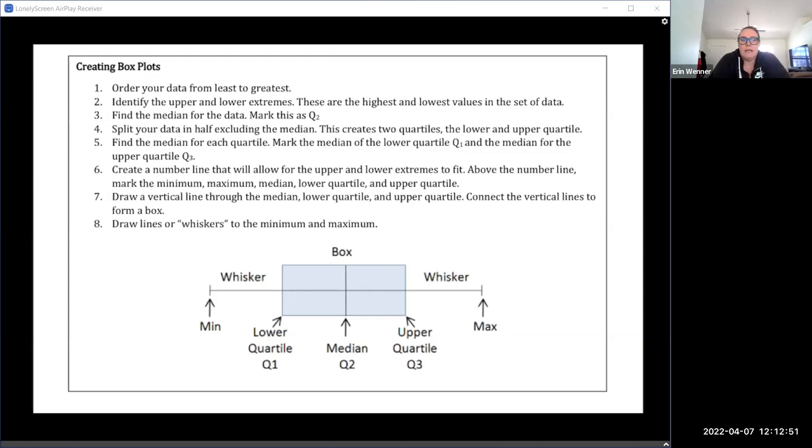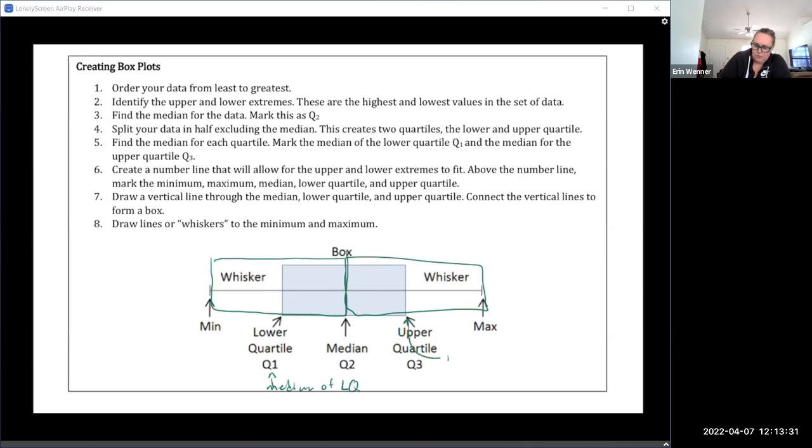Then you're going to split your data in half, excluding the median. This creates 2 quartiles. So we've got the lower quartile and the upper quartile. For the lower and upper quartile, you're going to find the median for each quartile. So if you had your data, there's your lower and there's your upper, right? And then you find your median of each.